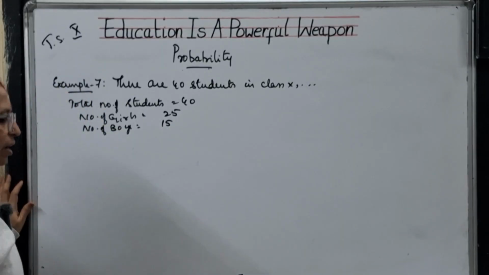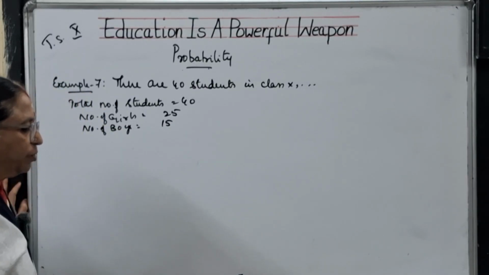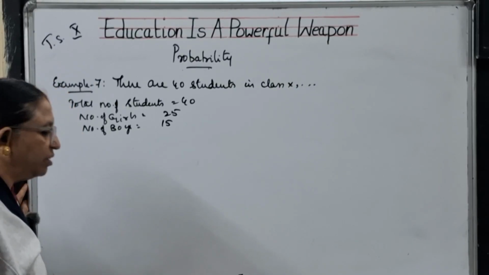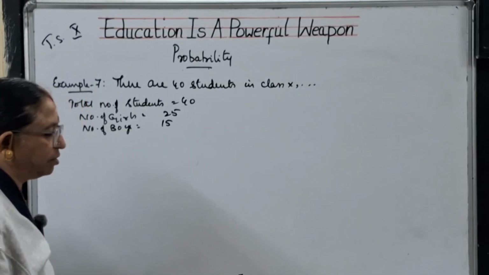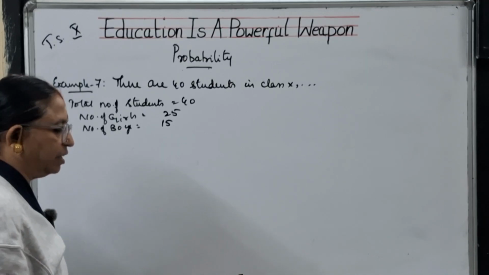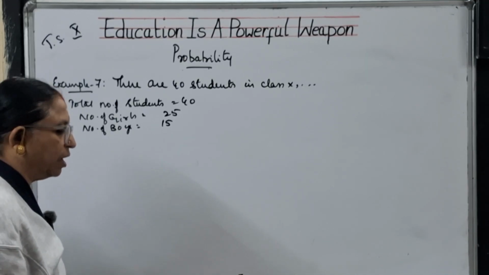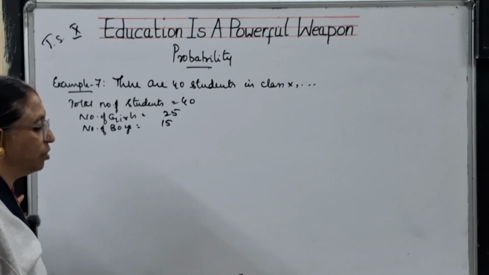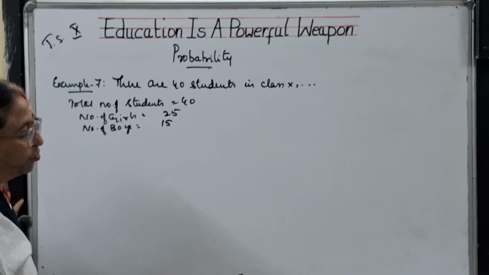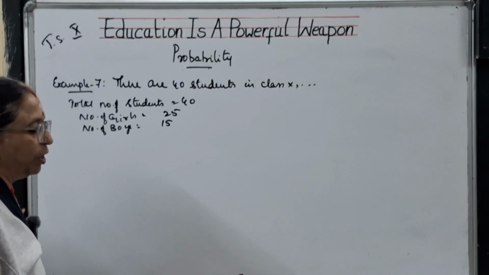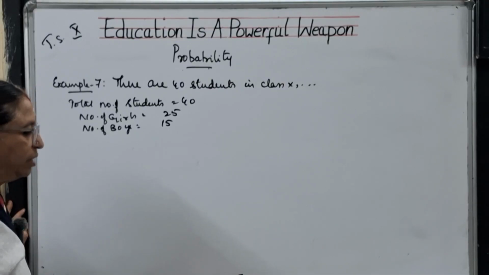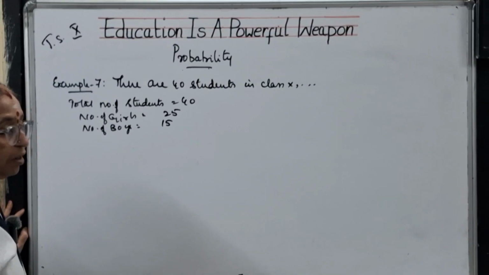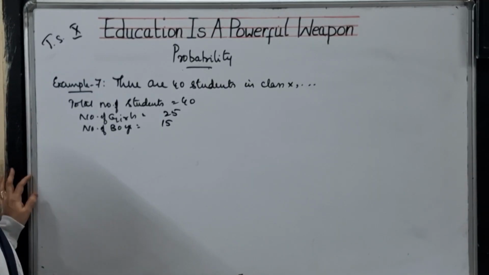The class teacher has to select one student as a class representative. She writes the name of each student on separate cards, the cards being identical. Then she puts the cards in a box and stirs them thoroughly. She then draws one card from the box. What is the probability that the name written on the card is the name of a girl or a boy? This is the question, children.